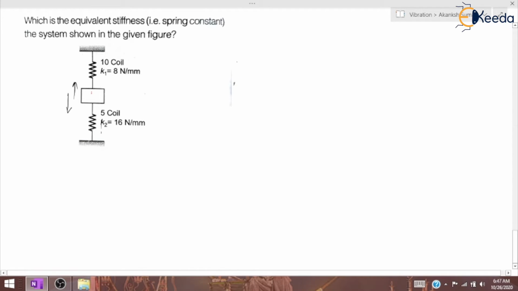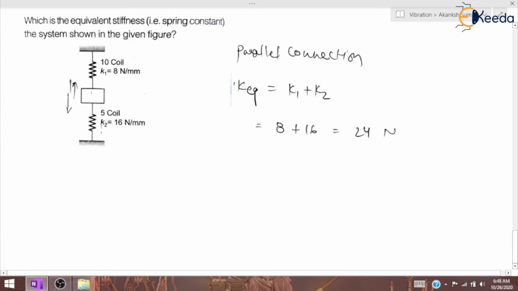And we all know that in case of parallel type connections, how can you calculate the equivalent stiffness? You know very well. The K equivalent would be K1 plus K2. Okay, so that means 8 plus 16, that means 24 Newton per meter.